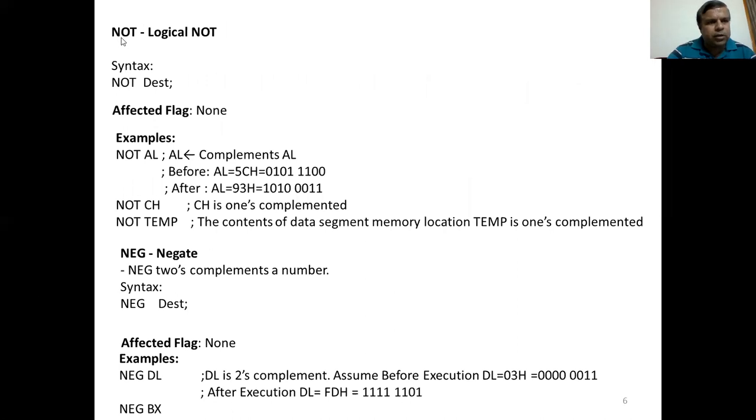The next logical instruction, NOT, stands for logical NOT. Syntax of using the NOT instruction: NOT destination. This instruction inverts or complements each bit in the specified destination operand, and the result will be stored in the destination operand. So this instruction has only one operand, which is a destination operand. The destination operand can be a register or memory location only. Flags affected after the execution of the instruction: none of the flags will get affected.